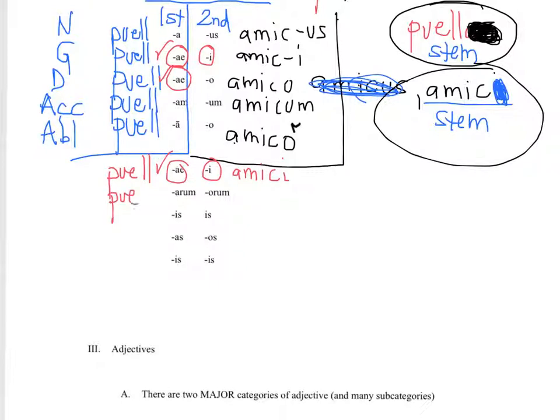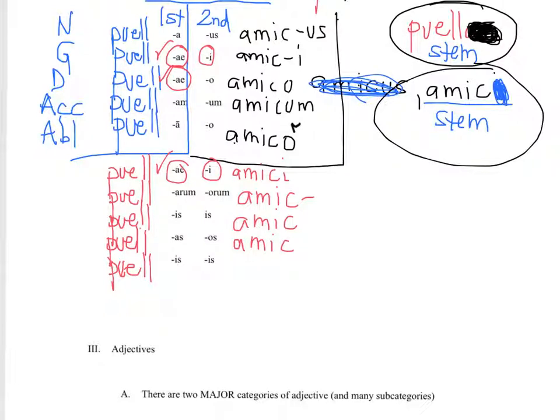The process continues. Puel is the stem that you found by taking the second thing in the dictionary and dropping the AE for the first declension. And the amic is the same over here. You just add the different endings onto the stem that you found by dropping the I, in this case, from the stem of the second declension noun. The pattern is repeated. It's the nominative, followed by the genitive, the dative, the accusative, and the ablative.